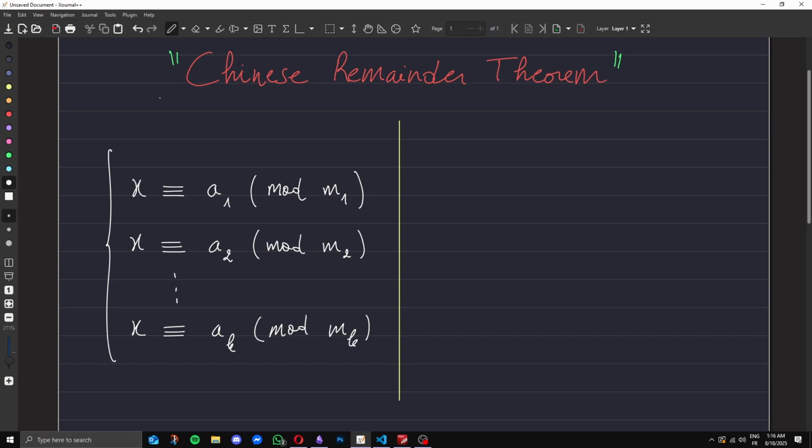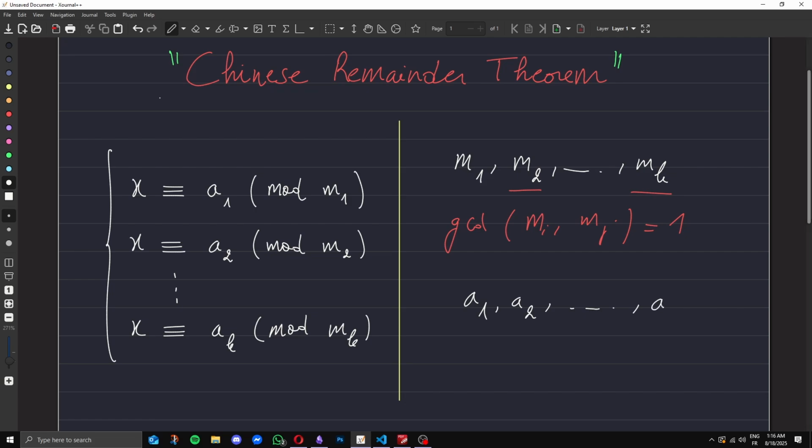Okay, so we are given k positive integers. So we have a sequence of integers, m1, m2, until mk. Okay, so they are all positive, and they are pairwise coprime. So whichever two different elements, mi and mj, you choose, their greatest common divisor is equal to 1. They're coprime. You are also given another sequence of integers, a1, a2, till ak. These are going to act as our remainders here.